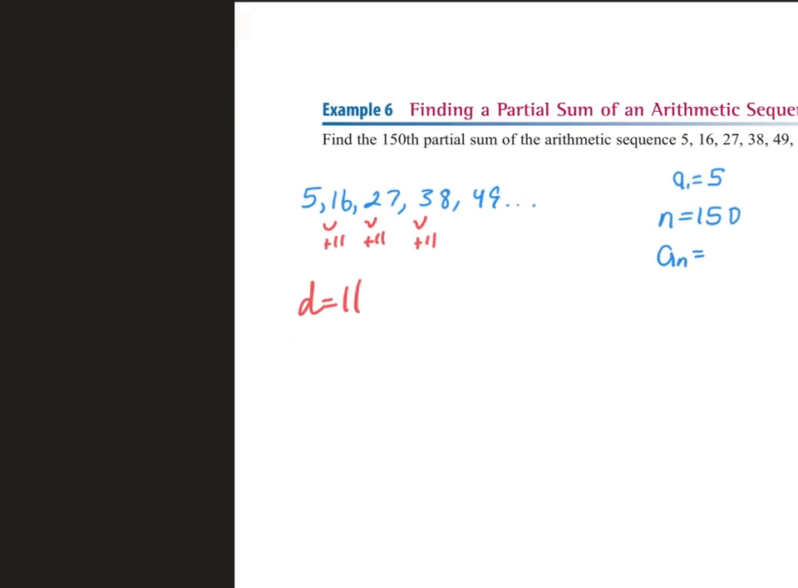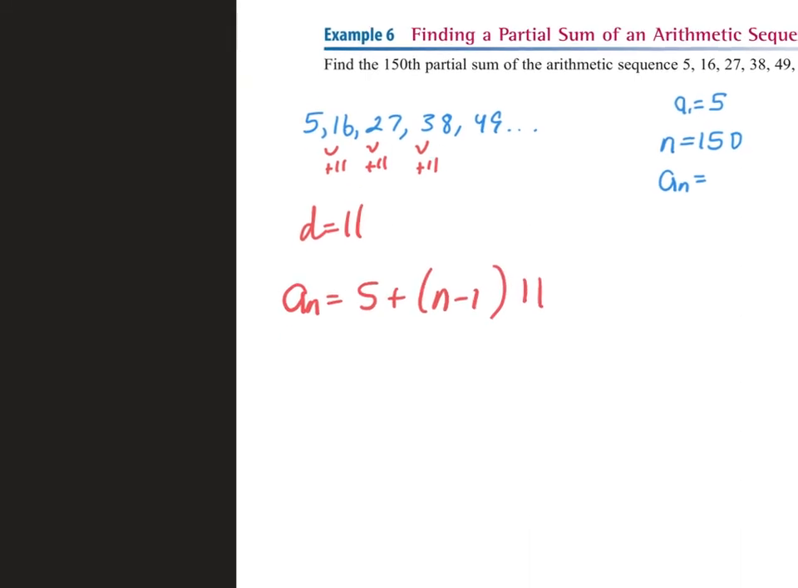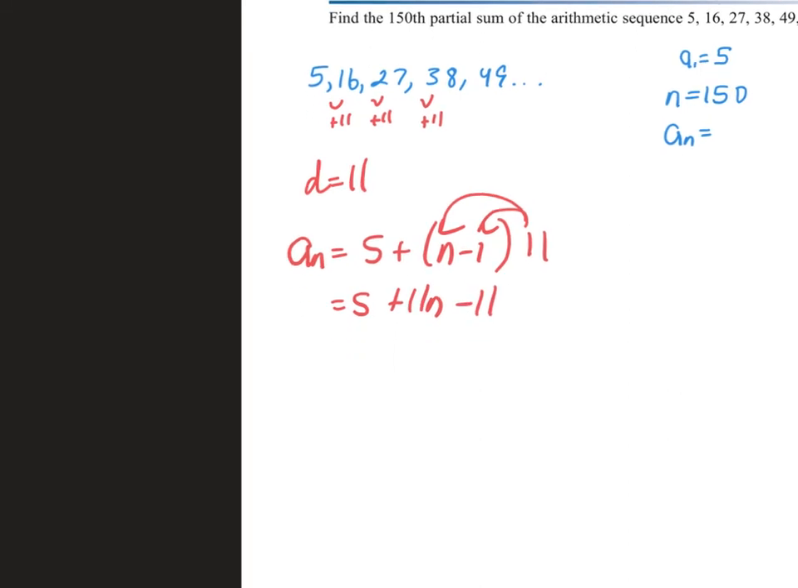Can I write the rule? My rule would be the first term, which is 5, plus n minus 1 times what? 11. So distribute. 5 plus 11n minus 11, right? Agreed? Okay, so my rule is a sub n equals 11n minus 6.